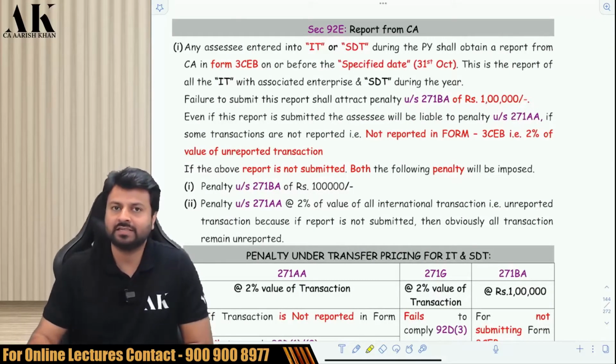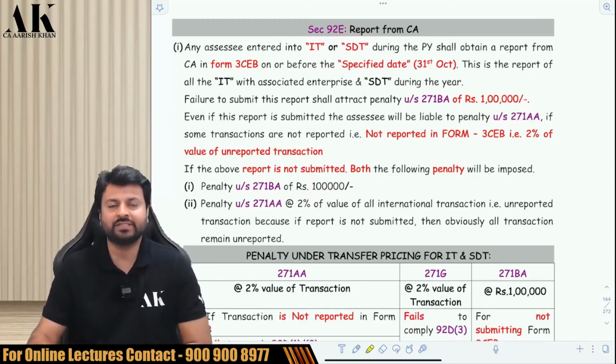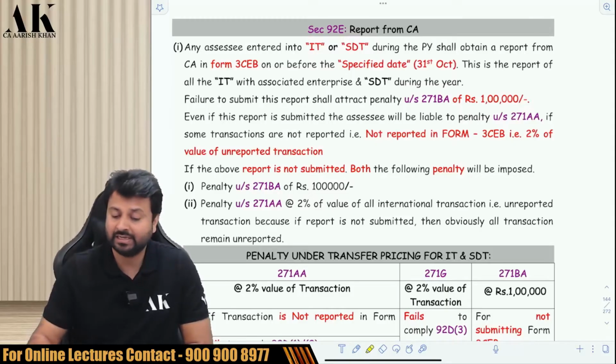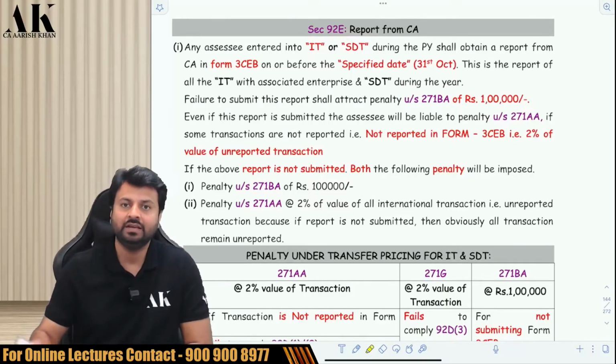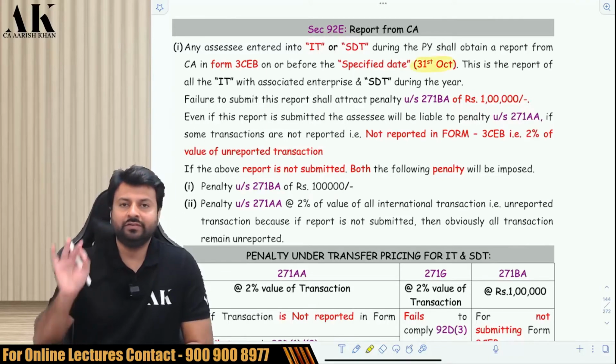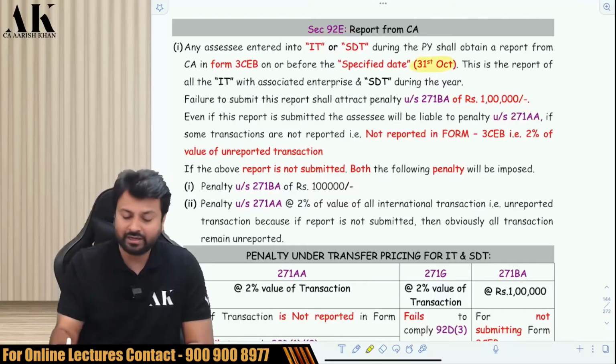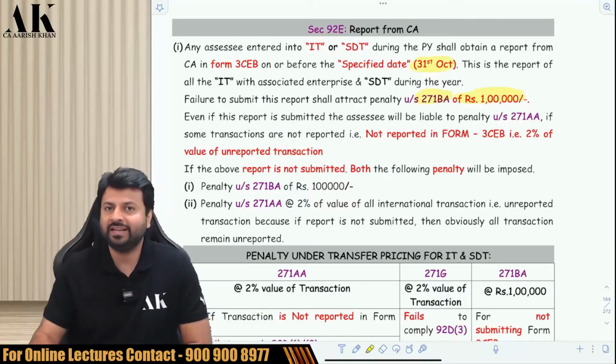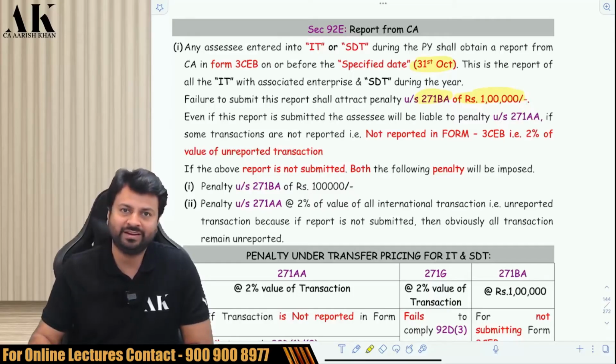Every transfer pricing assessee who is entering into an international transaction or specified domestic transaction has to obtain a report from a CA in form 3CB and file it by 31st of October. If you fail to file this report, then there is a penalty under 271BA of 1 lakh rupees. 1 lakh rupees penalty under 271BA, you have to pay it. Okay, you have to pay that.